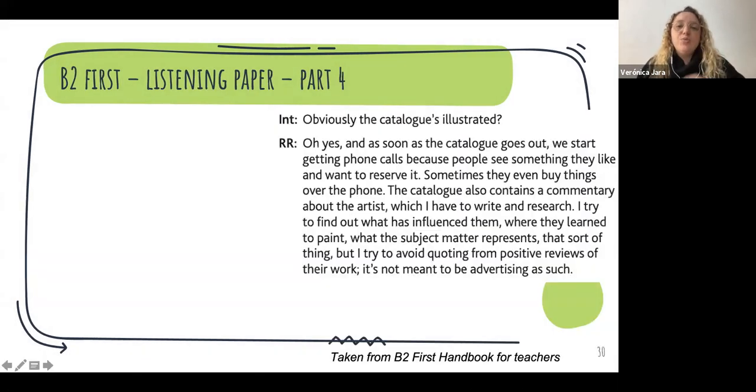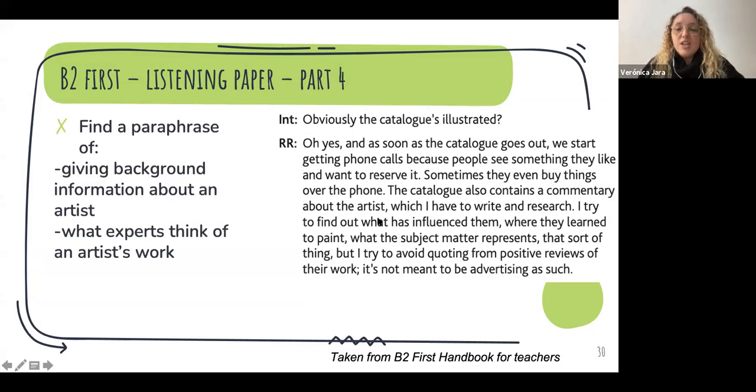Another thing that we can do with this in mind is give them the script, in this case just a part, and ask them to find a paraphrase of giving background information about an artist, or a paraphrase of what experts think of an artist's work. So you create the task, the activity, and you ask students to go through the script and find a paraphrase. Could be with the script, or ask them to listen again and find such paraphrases.